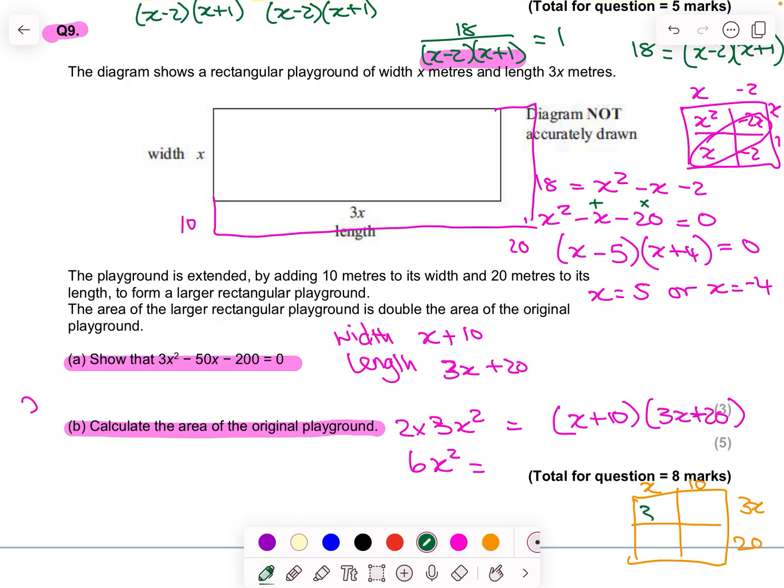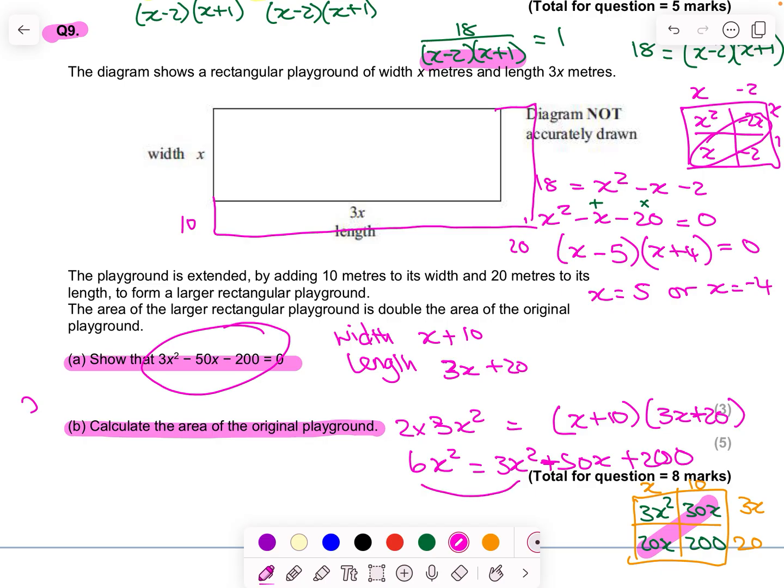terms. So that becomes 3x squared, 30x, 20x, and 200 here. I gather my like terms here. So on this side, I've got 3x squared, 20x plus 30x is 50x. Oops, sorry. 50x plus 200. Okay, if you notice here, they've got it equal to 0. So they've put it all on one side. So I'm going to bring everything over to this side.